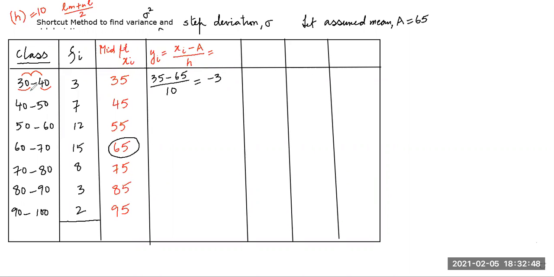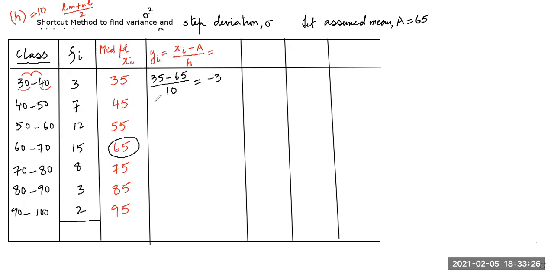Whenever the class size or xi is more, it's not very high right now. I'm just doing it to tell you how to find the variance and standard deviation by the shortcut method. But this method is especially employed when the class is very big, maybe 1000 to 2000, 2000 to 3000, 3000 to 4000, like that. When xi values are very high, calculations will be very tedious. Am I right? So this is y1, that is minus 3.